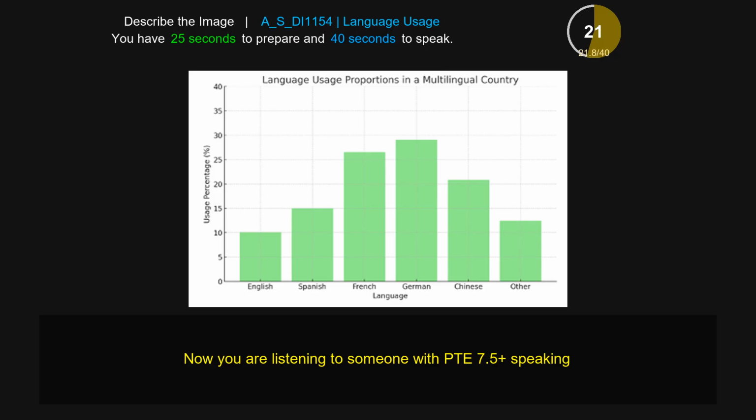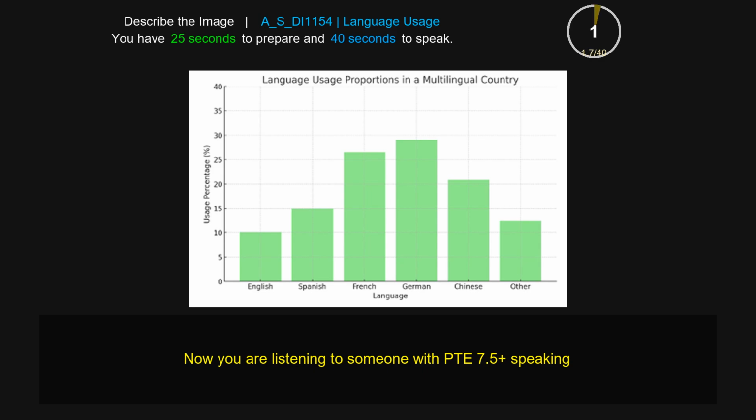The highest percentage is occupied by the German, which is around 29%, and lowest is occupied by English, which is only 10%. Spanish include 15%, French includes 25%, Chinese includes 20%, and other includes 15%. In sum up, it includes the information.